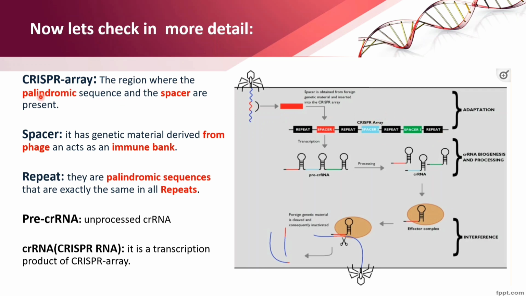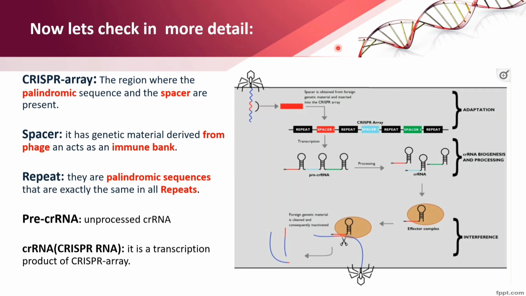CRISPR array. This is a region where the spacers and repeat sequences are located. Each spacer is the DNA of a specific pathogen that has inserted its genome into the bacteria. The bacteria, using the Cas1 and Cas2 enzymes, insert this DNA into its own DNA. Whenever the bacteria encounters that specific pathogen again, this sequence is transcribed and the bacteria becomes ready to fight it. Repeat. This is a palindromic repeated sequence that is located between the spacers. All repeats have exactly the same sequence.